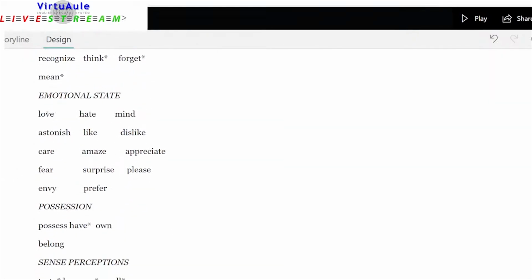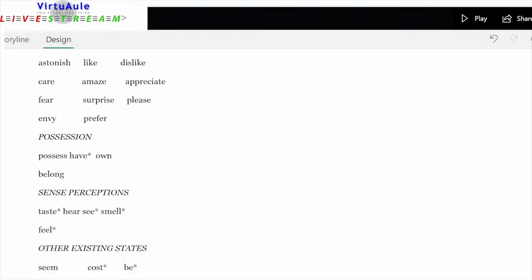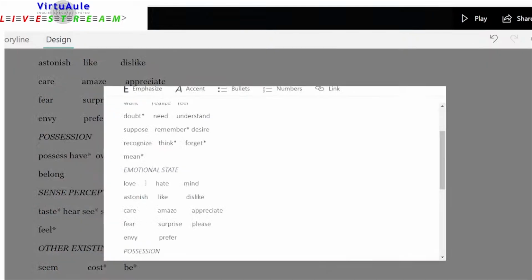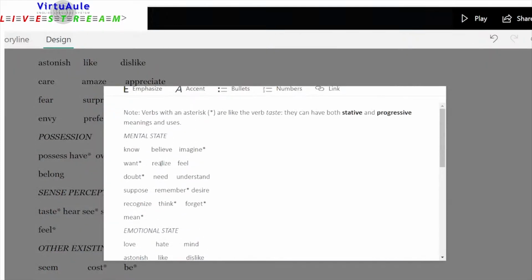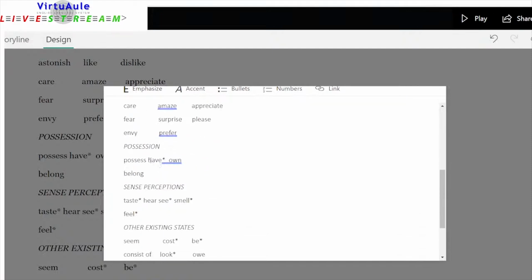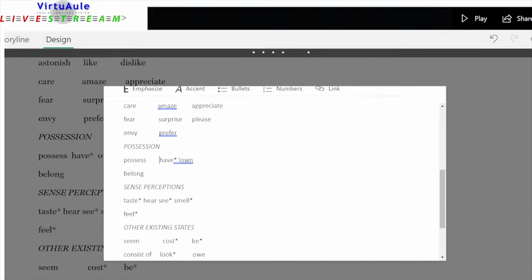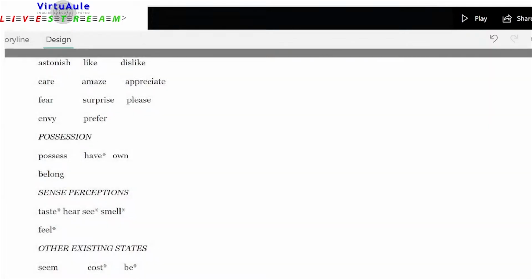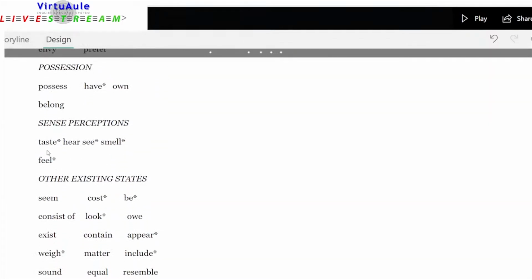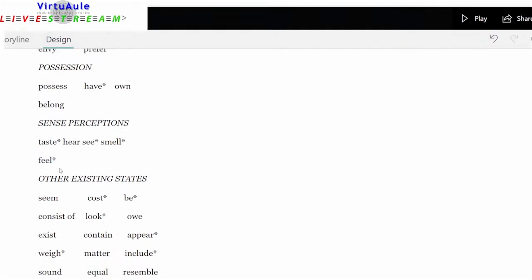Emotional states: love, hate, mind, astonish, like, dislike, care, amaze, appreciate, fear, surprise, please, envy, prefer. Those are all emotional states. Possession: to possess, to have, to own. Let me just make that a little bit clearer. To possess is like to have, and to own or to belong. Sense perceptions: taste, hear, see, smell, and feel.